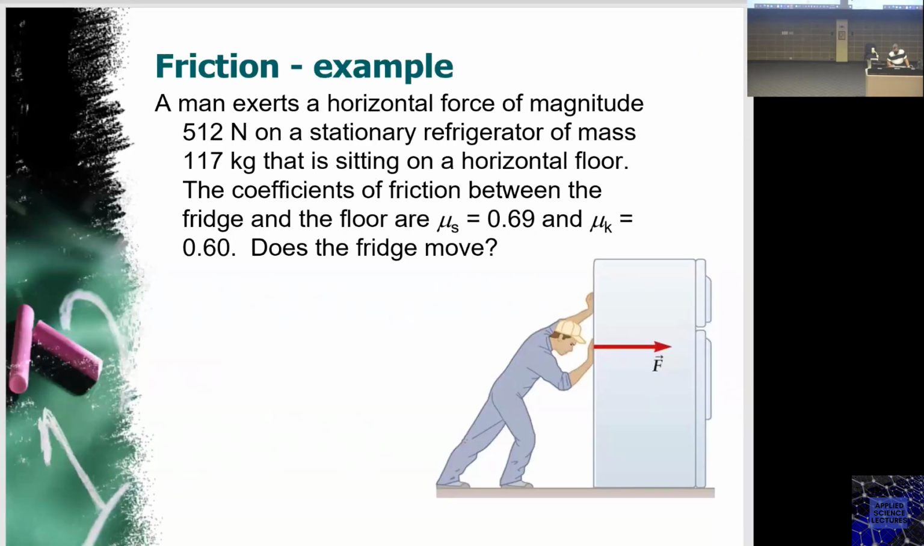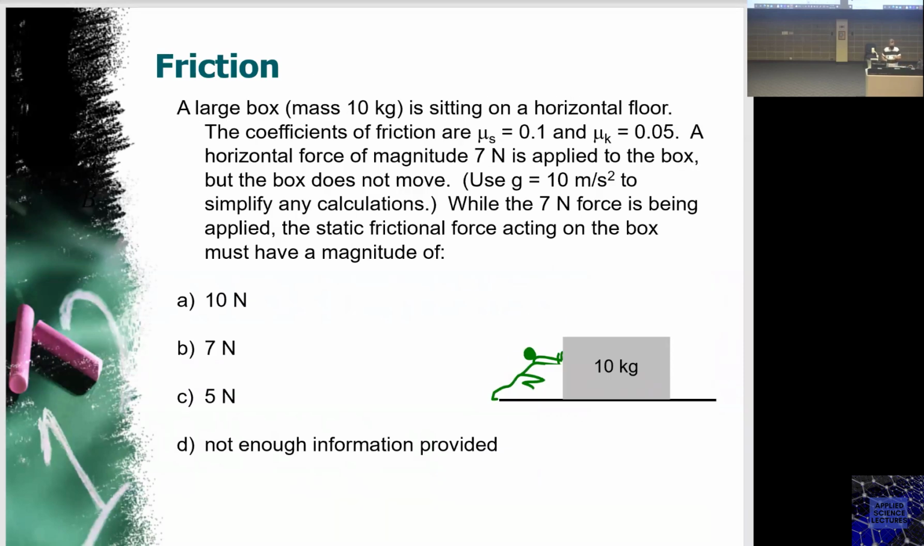But let's look at the second example that will make things clearer. We have a large box, mass 10 kilograms, sitting on a horizontal floor. The coefficients of friction are μs 0.1 and μk 0.05. A horizontal force of magnitude 7 Newton is applied to the box, but the box does not move. Use g as 10 meters per second squared for simplicity. While the 7 Newton force is being applied, the static frictional force acting on the box must have a magnitude of 10, 7, 5, or not enough information.